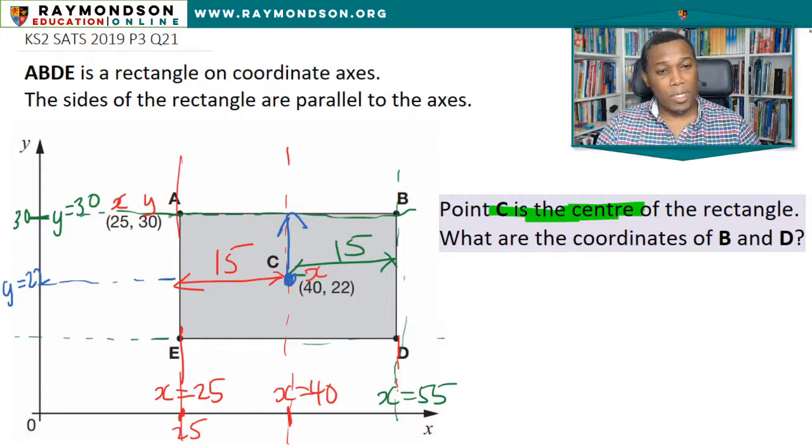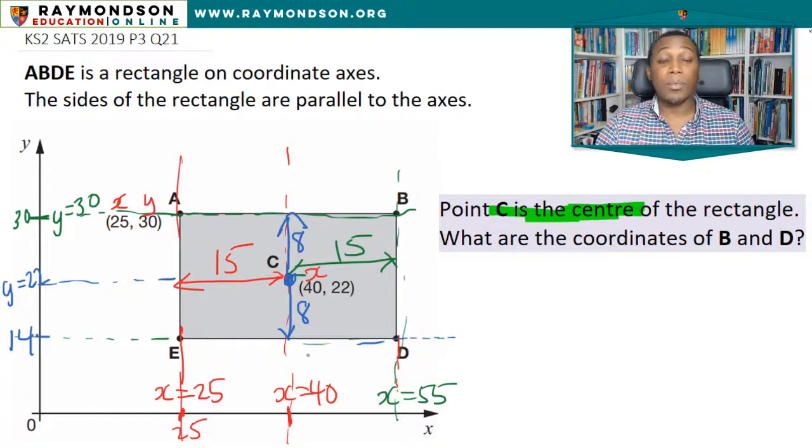If that's 22 and I went to 30, that means that half of the height of the entire rectangle is 8. The other half of the height has to be 8 as well. That's my center point, 8, 8. So I went up 8 from 22 to 30. Now I need to go down 8. So when I go down 8, what do I get to? I get to 14. 14 and 8 will give me 22.